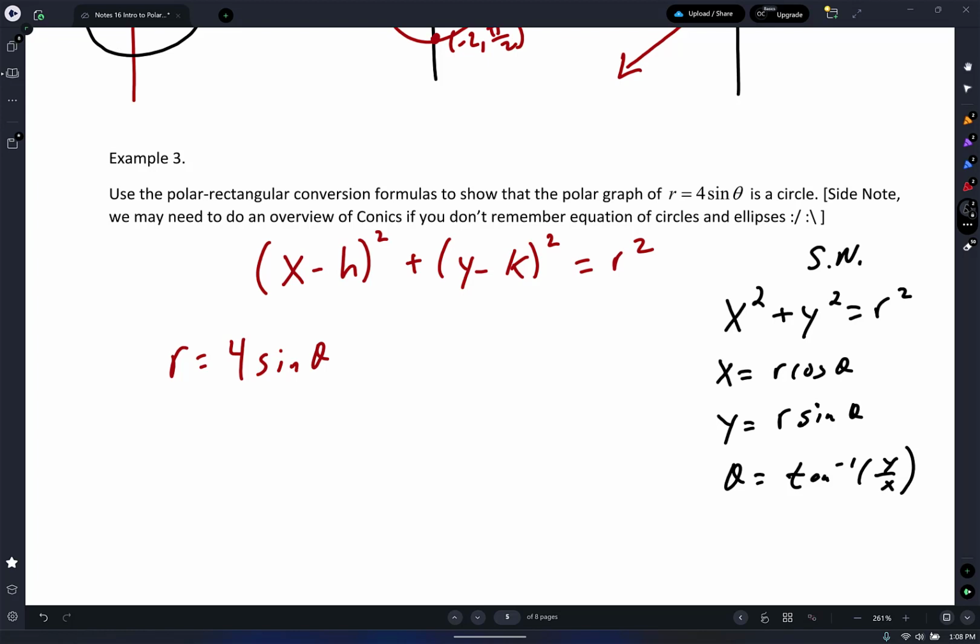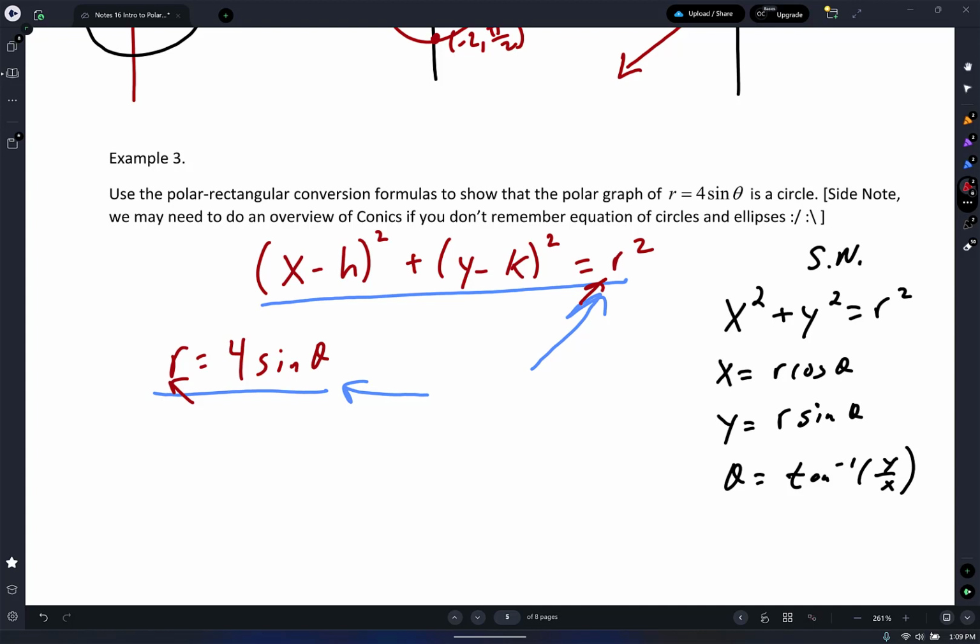Okay, so here's what you ask yourself: how am I going to make this look like this? Notice there's a variable that both equations have in common. What variable or letter is that? You're looking for a letter that both the top equation and this equation have in common. The radius. Good job. This one has an R. That one has an R.